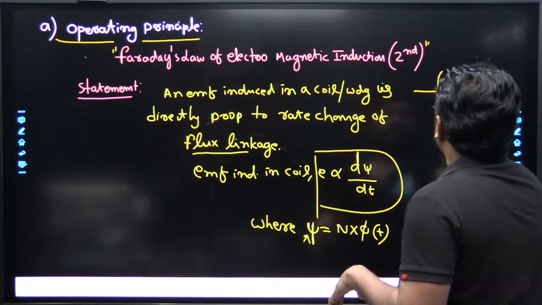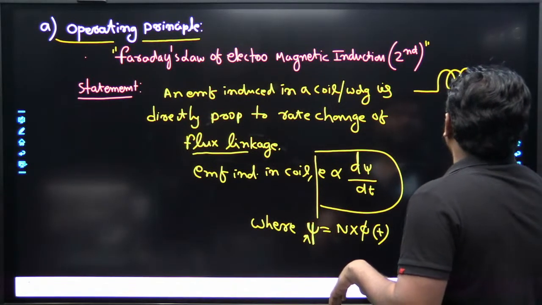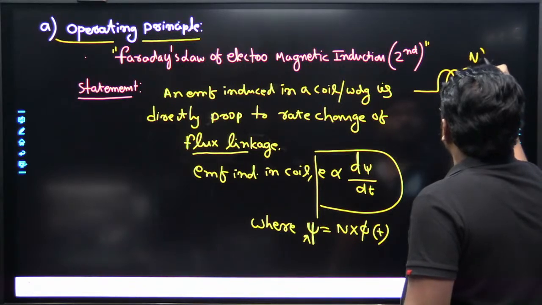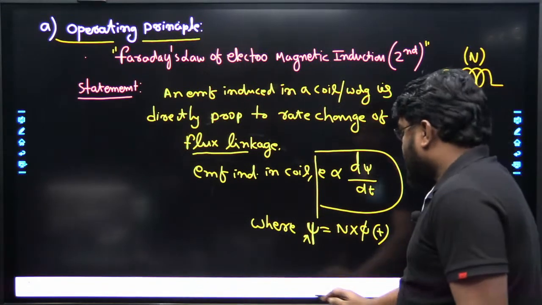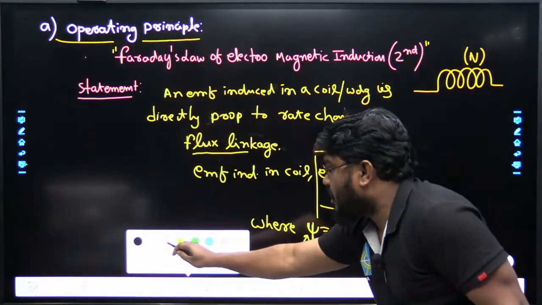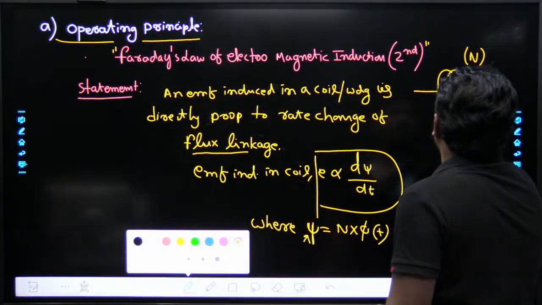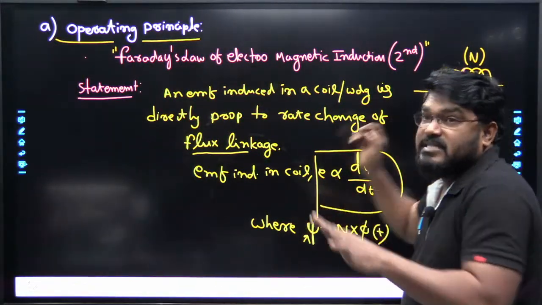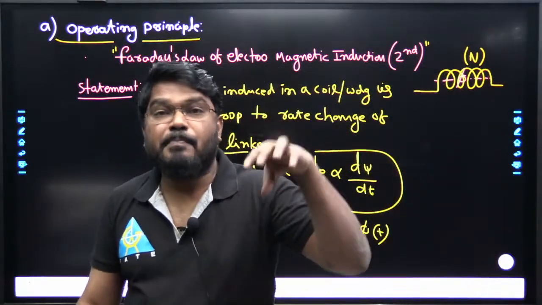Suppose we have a coil like this. Now there is a flux. How many number of turns? For example, N number of turns. Suppose we have phi amount of flux here. How much amount of the flux is linking in this coil? That is known as a flux linkage.